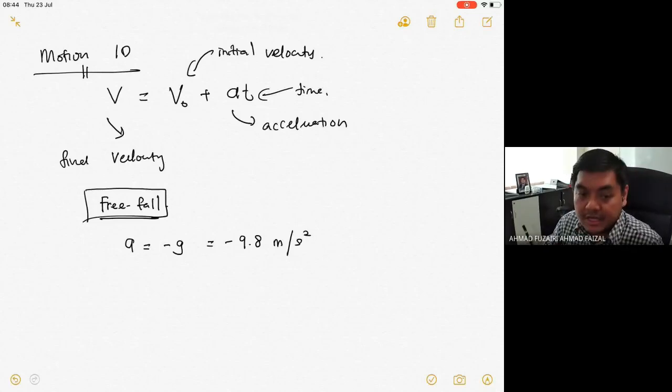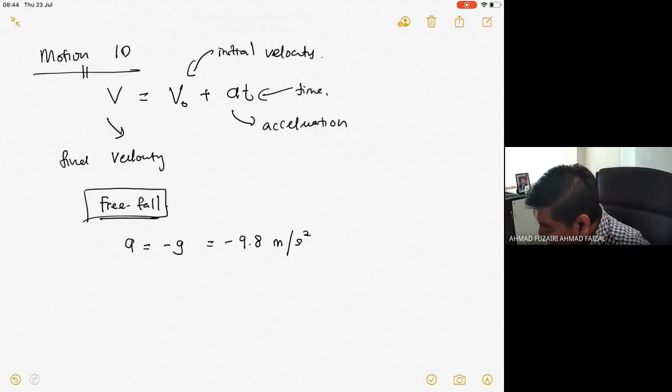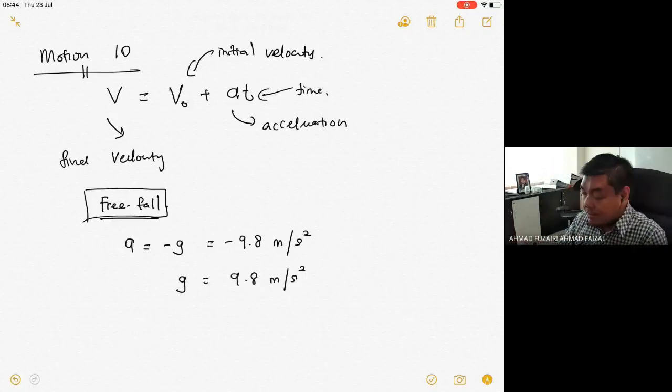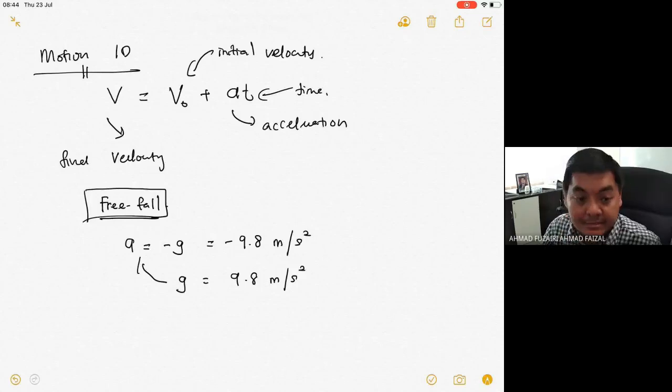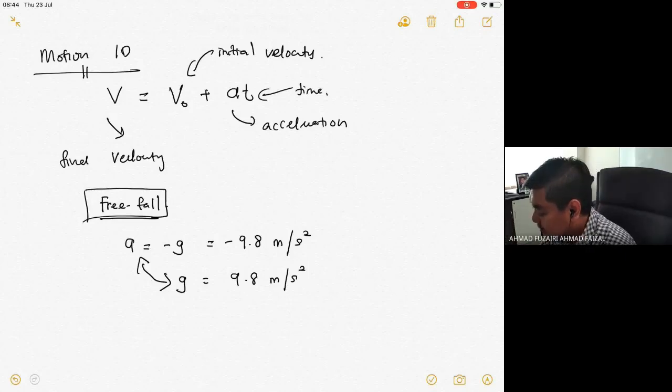Again, I should remind you again and again, the gravitational acceleration: when people ask you what the gravitational acceleration is, g will always be 9.8 meter per second square. So don't get confused between the terms. We are now using different terms of a and g. a is negative 9.8 meter per second square. This one is called acceleration.